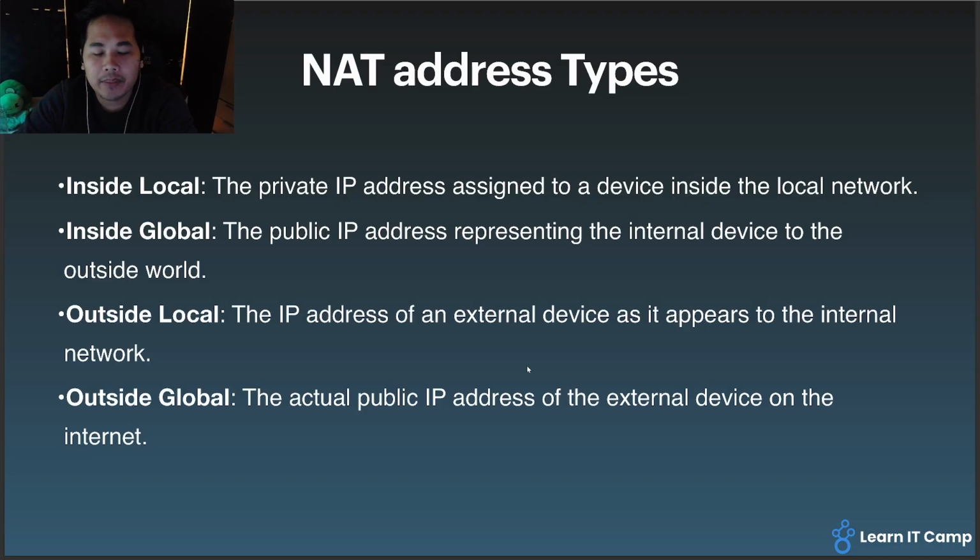NAT address types. Inside local, the private IP assigned to a device inside the local network. Inside global, the public IP address that represents the internal device to the outside world. Outside local, the IP address of an external device as it appears to the internal network. Outside global, the actual public IP address of the external device on the internet.